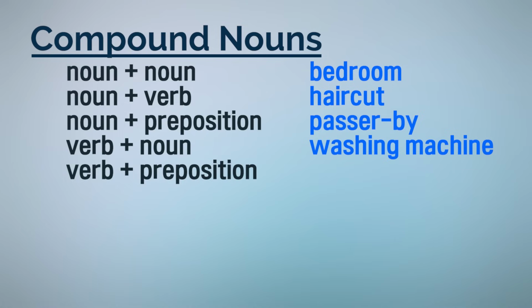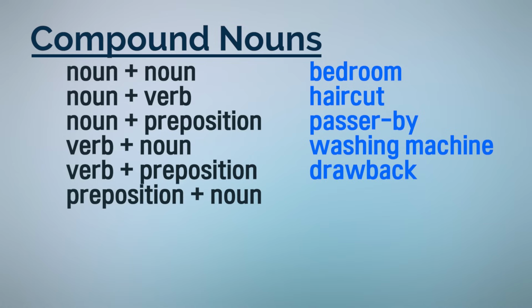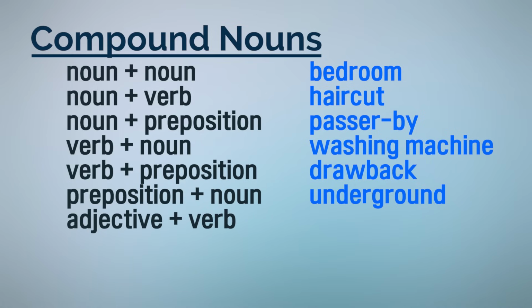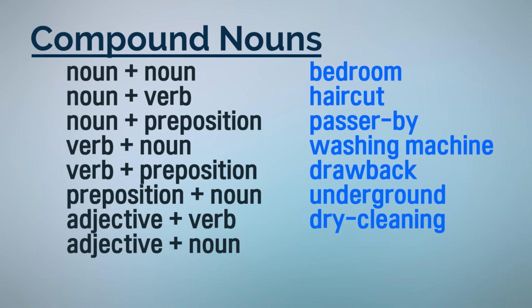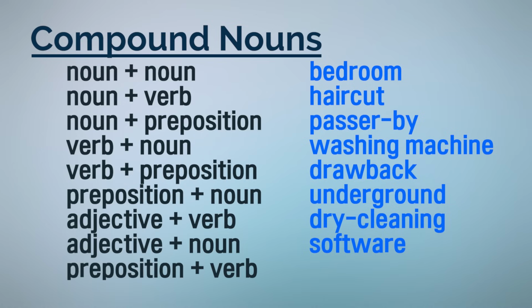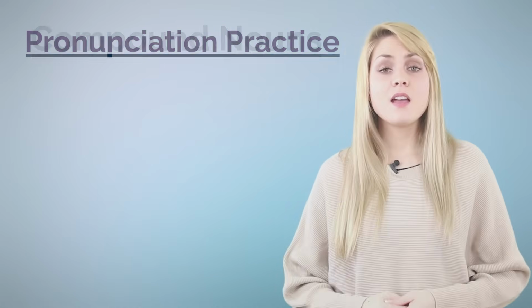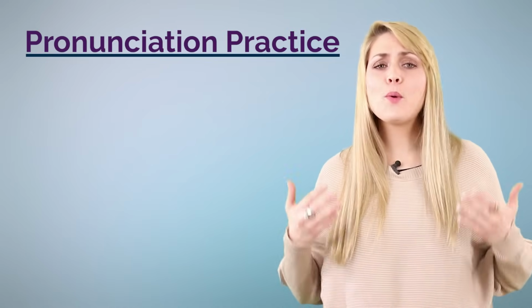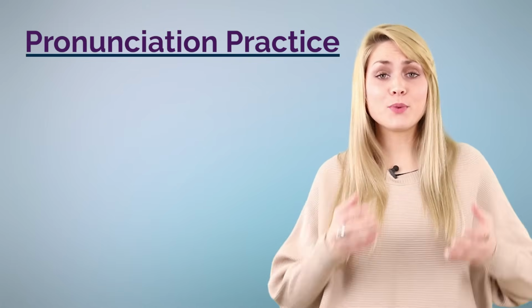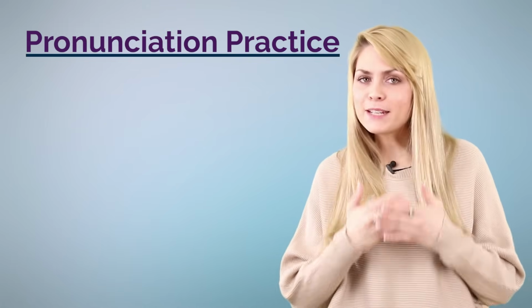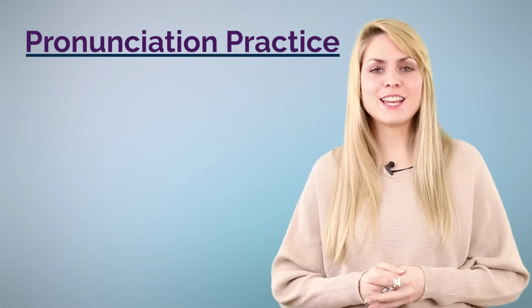A verb and a preposition, like drawback. A preposition and a noun, like underground. An adjective and a verb, like dry cleaning. An adjective and a noun, like software. Or a preposition and a verb, like input. As you can see, guys, there are so many ways to create compound nouns with different words. Now let's get back to our examples for pronunciation.